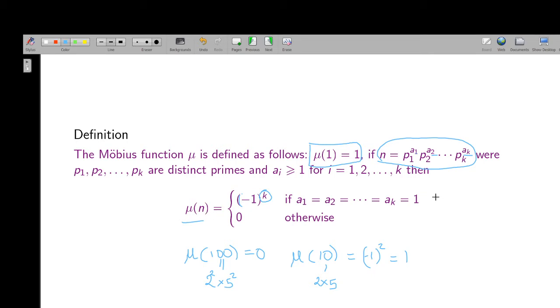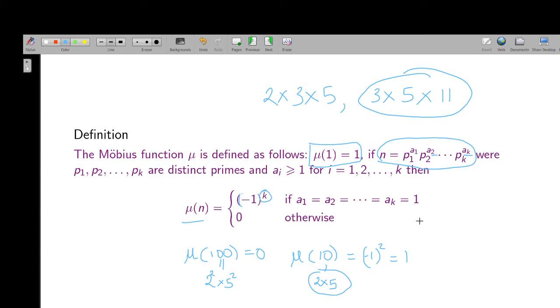So everyone should be clear with this. Only numbers which are square free are nonzero. Examples of them are like 2 into 3 into 5, or 3 into 5 into 11. Things like this are square free. There is no square number which divides it. That is called a square free number. So get used to these terms since we are doing number theory. Remember the definition of mu. It's a very interesting function, as you will see later.